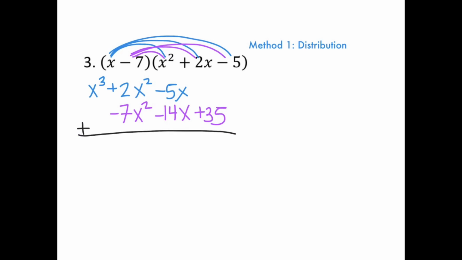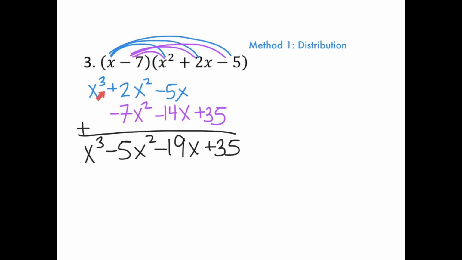Okay, so my blue is what I got from distributing the x, my purple is what I got when I distributed the -7, and I've decided instead of putting the purple part out here and then underlining my like terms, I set them up vertically by my like terms to be able to combine them together to get my final answer of x cubed minus 5x squared minus 19x plus 35.